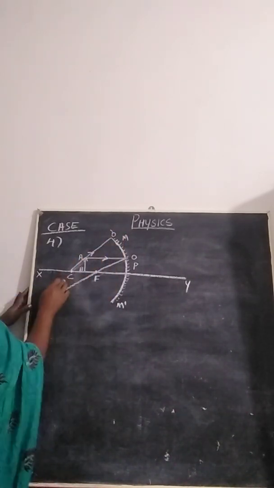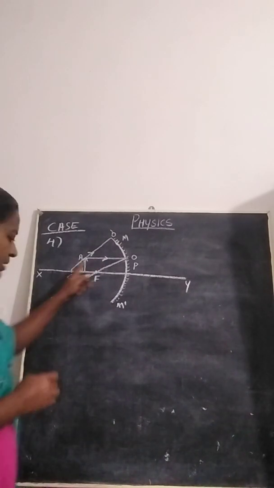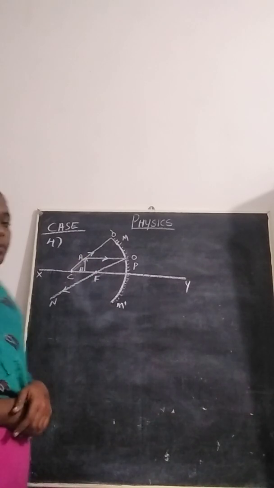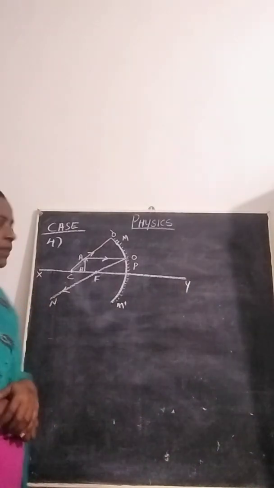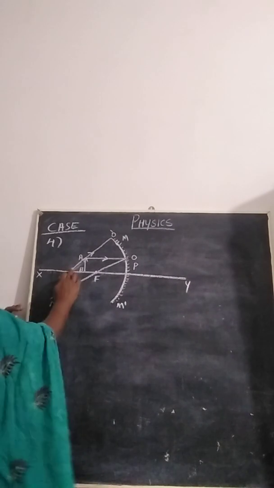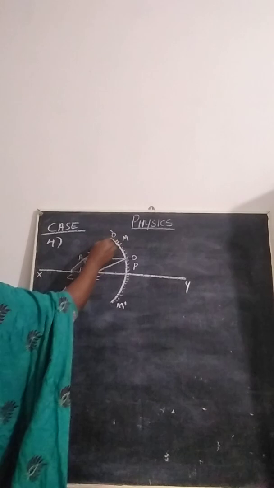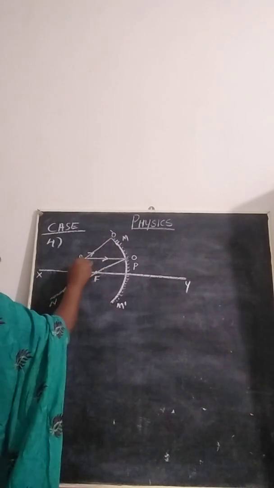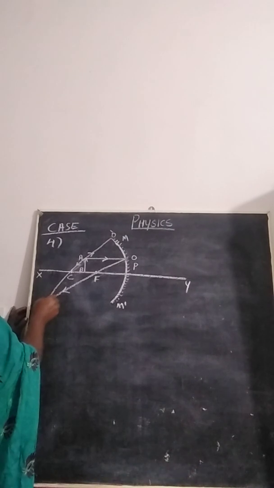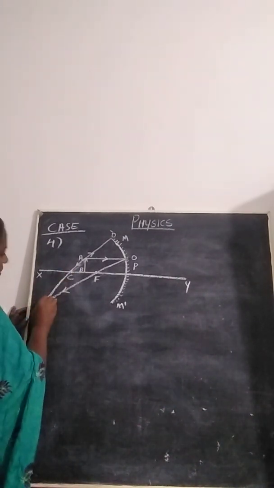And what will happen to this ray? According to rule number 3, if a ray passes through the center of curvature, that ray gets reflected along the same path in opposite direction. So CO dash is the incident ray, and the reflected ray is also along the same path in opposite direction, and this is the ray after reflection. Clear? And these two reflected rays will meet at this point.